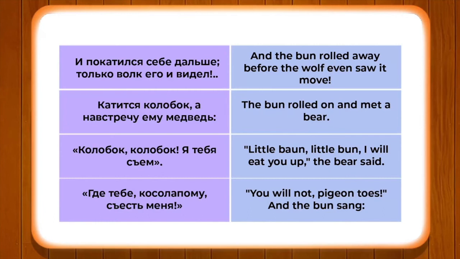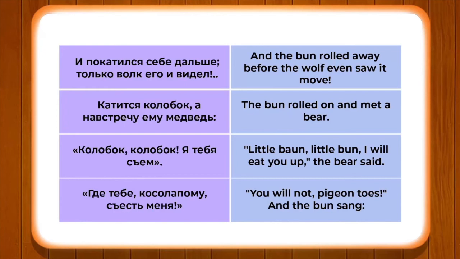Next sentence we have катится колобок, а навстречу ему волк. So that means the bun goes further, and навстречу ему, this construction is also being repeated. Катится колобок, а навстречу ему волк. This is also one of the constructions which will be repeated in the story. Then the wolf says, колобок, колобок, я тебя съем. So the same construction is being repeated. As you know, in folk stories, expressions are generally repeated. So it's also one of the same.